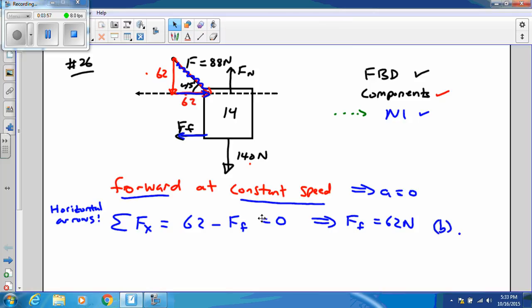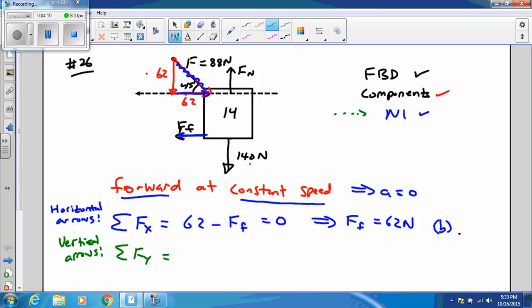Now we come back and look at the forces in the y direction, which are the vertical arrows. And those forces are going to be the weight, the normal force, and the 62 newton applied force right there. The 62 newtons is pulling down, the normal force is pushing up, and the weight is pulling down. And we'll just do a quick sign check here. Newtons. I forgot my newtons here. We do a quick sign check from our equation.